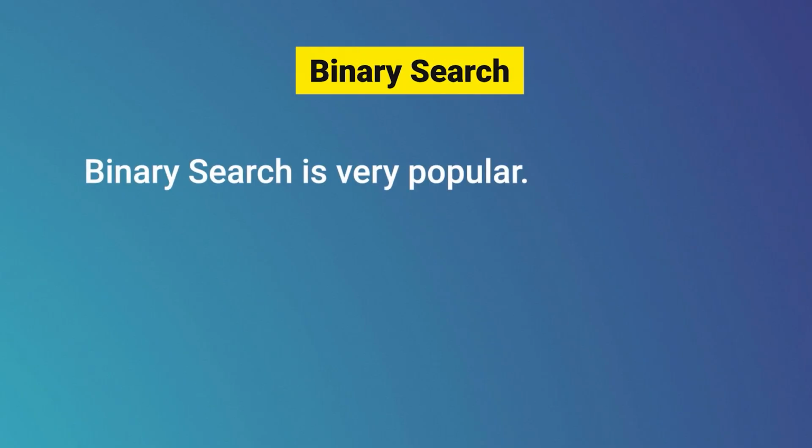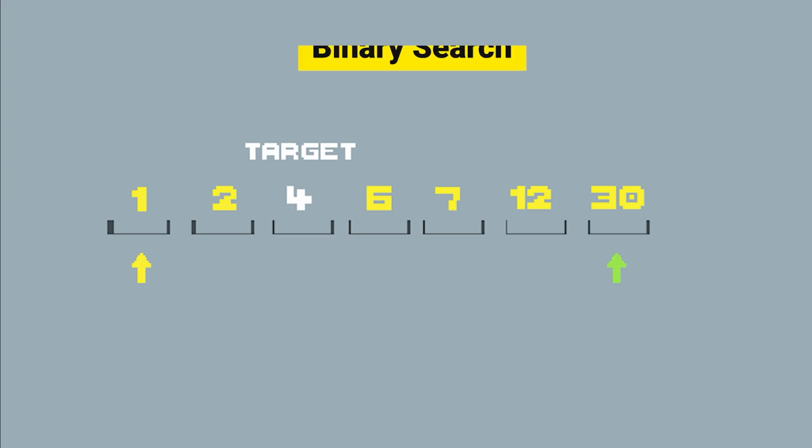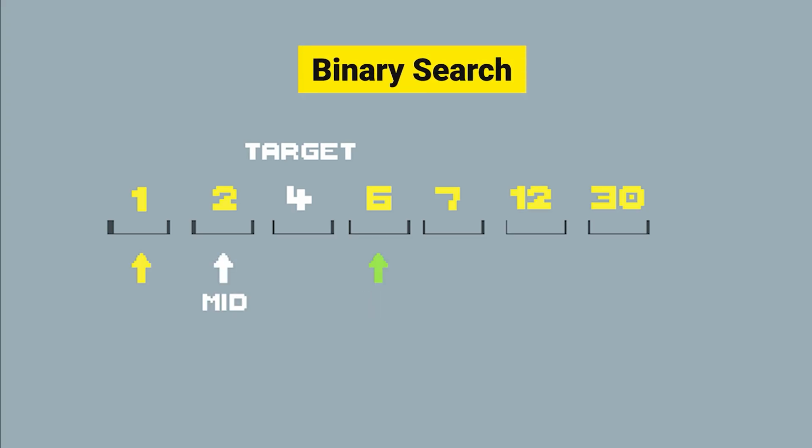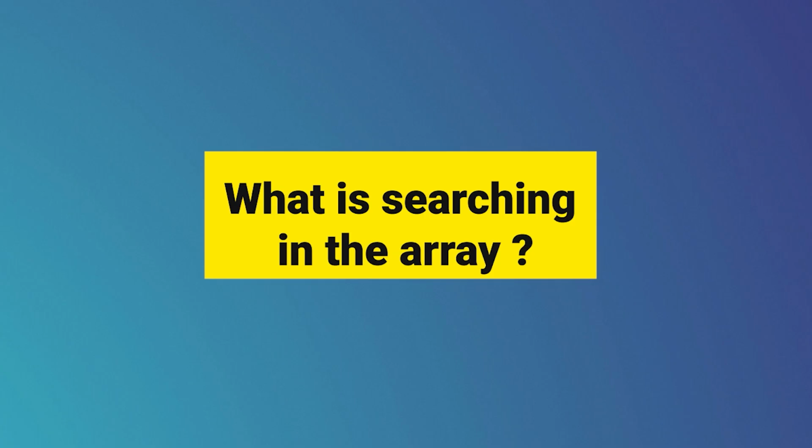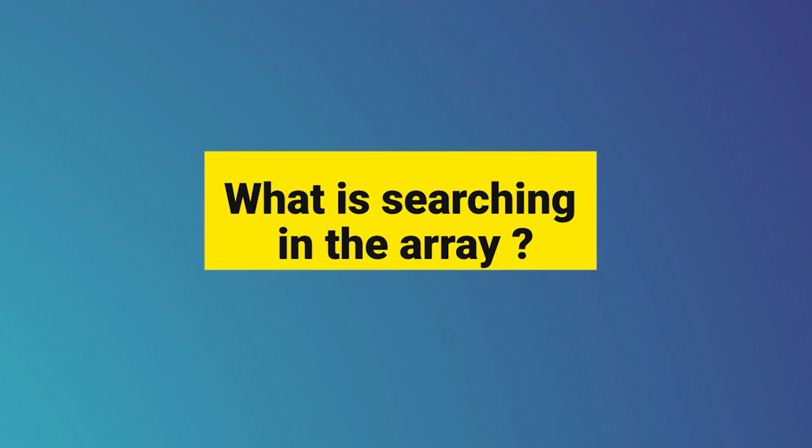So linear search is the simplest type of search, and you will find that writing the algorithm for the linear search is very easy. Binary search is very popular because the number of comparisons that we need to make in the binary search is much less, and therefore binary search is popular, but writing the algorithm for binary search is a bit difficult. As far as this session is concerned, we will discuss the linear search operation for the linear array, and for the binary search we will go to the next session.